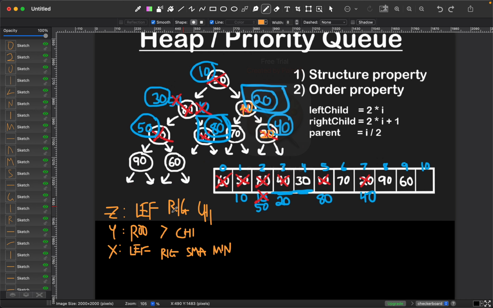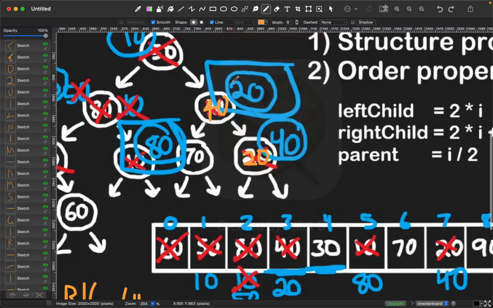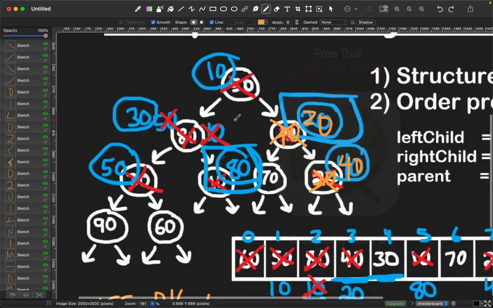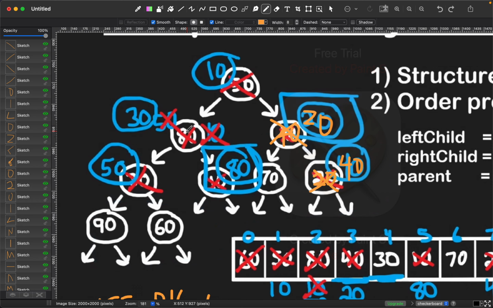So ask my root, is it more than, is it less than our children? And it is, therefore we perform, is there left and right children? There is. Between the left and right, which one's smaller? 20. So I do a swap, 20 and then 40 over here. So we perform a swap. And now we come over to here. There's originally an 80. Maybe this guy is a 30. This guy may be a 10.